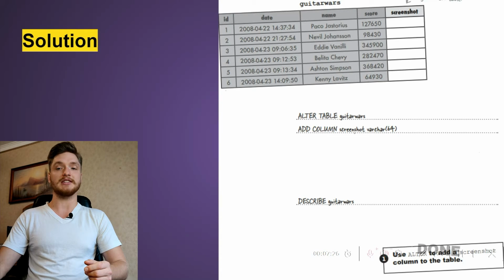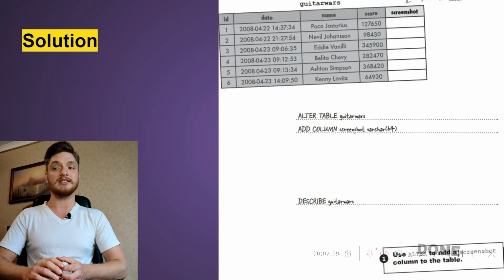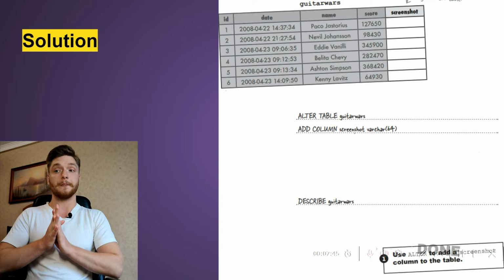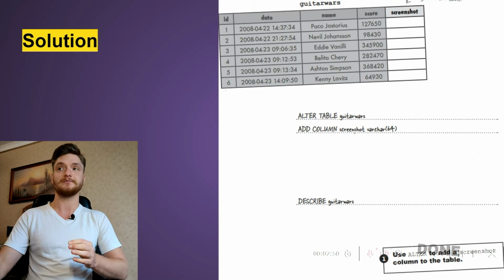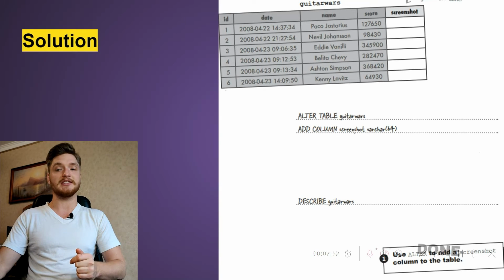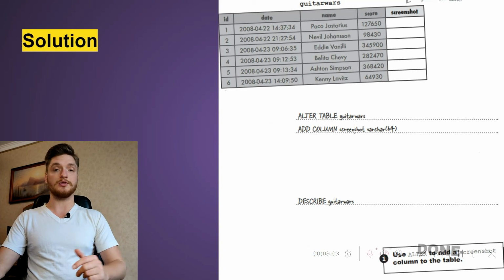ADD COLUMN indicates that we want to alter the table by adding a new column of data. The name and data type of the new column are specified last in the SQL query. 64 characters are enough to accommodate most image file names, although you can make the column even longer if you want to be extra safe. This statement displays the structure of the table, including the column names and their data types. The first step is done. Use ALTER to add a screenshot column to the table.